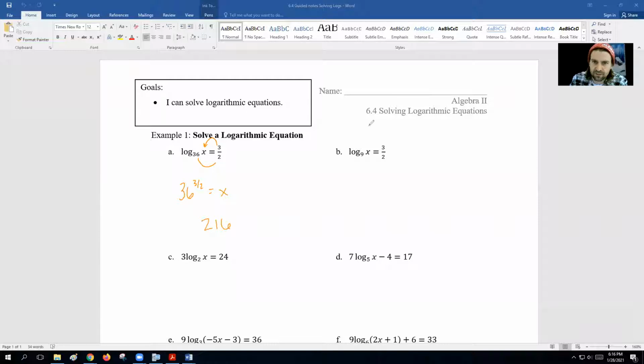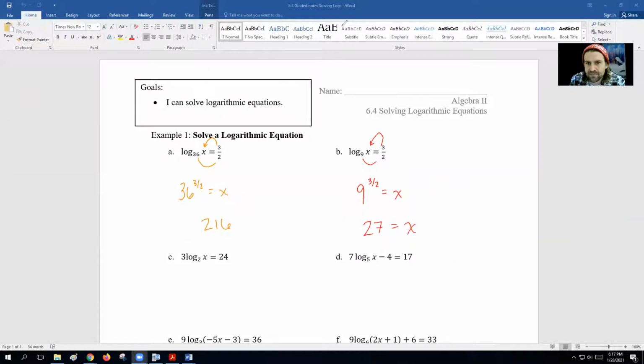Go ahead, pause the video, try to do B, see if you can do that on your own. All right, let's check it out. You loop and swoop here. So this would be 9 to the 3/2 power equals x, once we eliminate the log. Then we plug that into the calculator. What's 9 to the 3/2 power? The square root of 9 is 3. 3 cubed is 27.